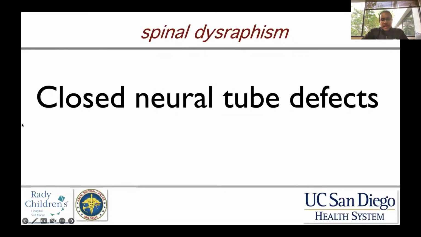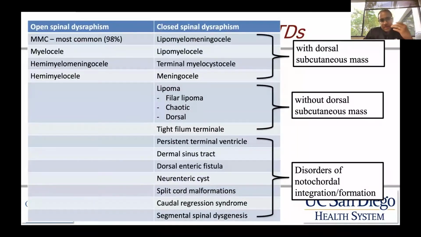So I want to kind of finish up the talk, probably the last 10 or 15 minutes or so, and hopefully we'll have some time for questions as well, on closed neural tube defects. So going back to this initial slide that I had previously talked about, closed neural tube defects or closed spinal dysraphism really kind of boils down to different categories.